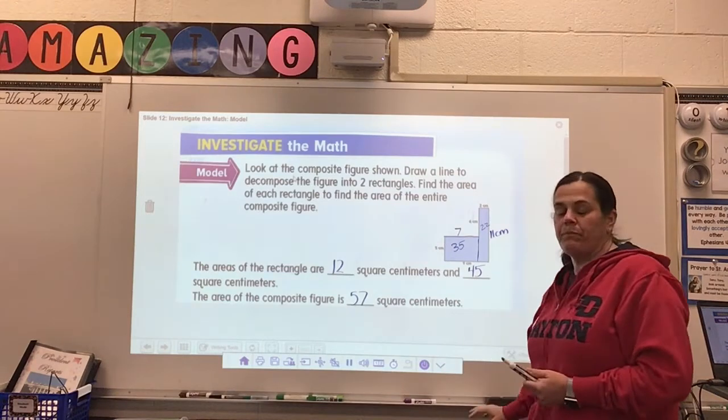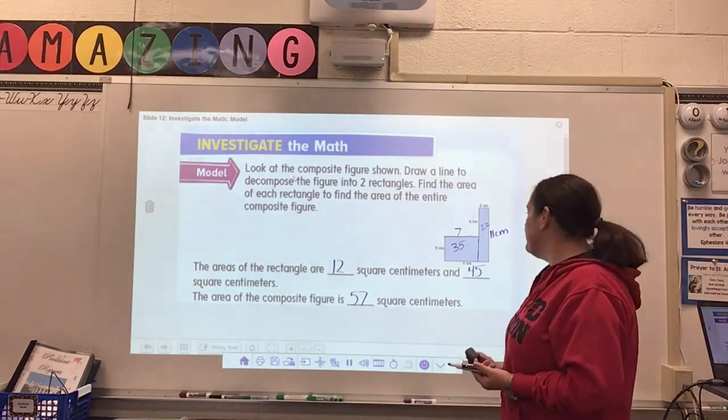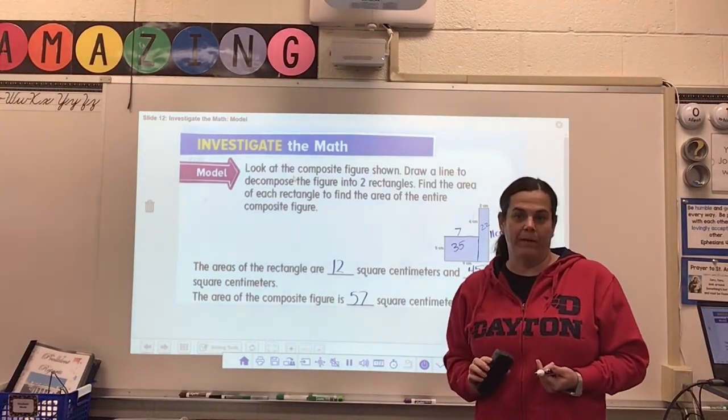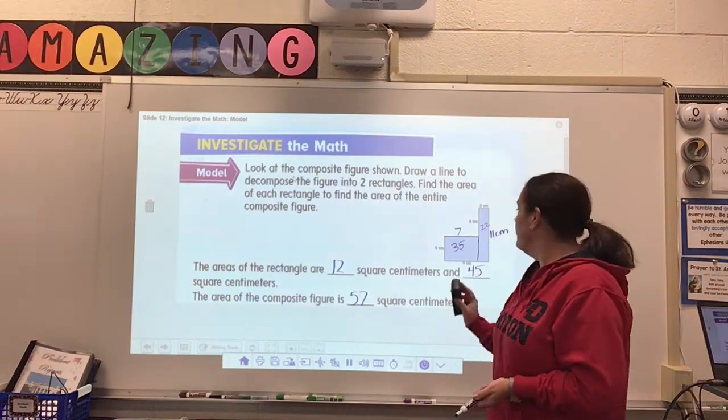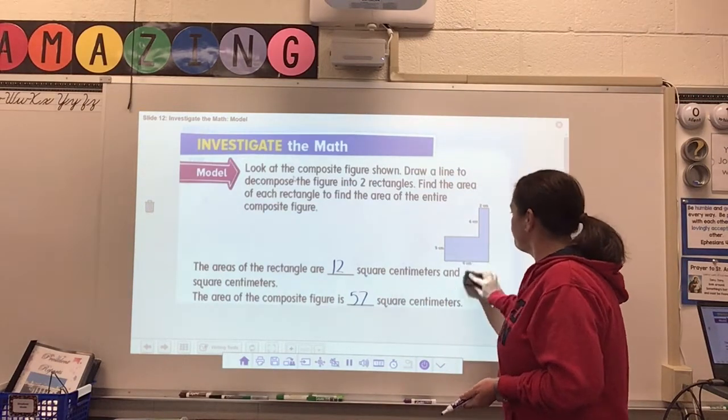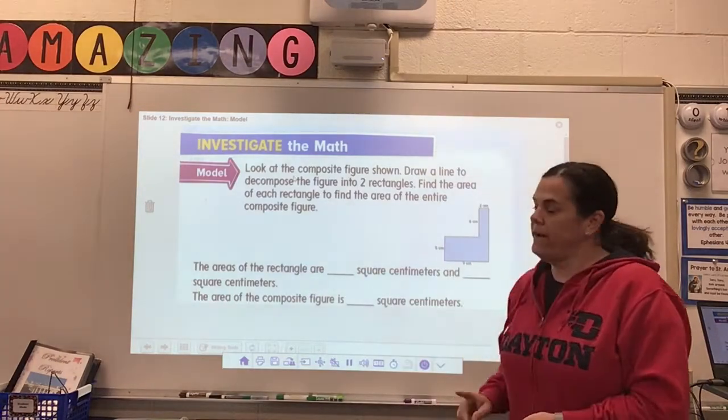Decomposing it this way just made it a little bit more challenging because I had to figure out the length of a couple of sides. It's totally possible, it's just a little more challenging. All right, let's move on.